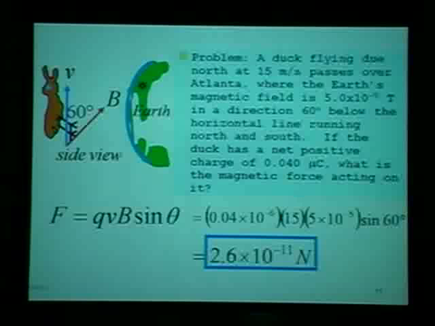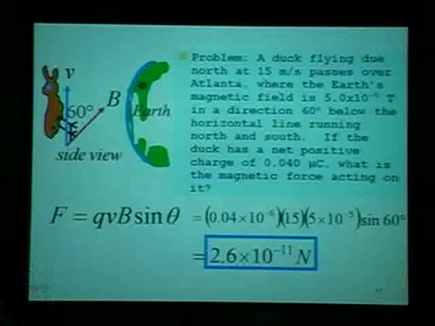What would the direction of that force be? This duck is flying from south to north, and we're looking at it from the side view. The Earth's magnetic field is generally running south to north. From the right-hand rule, pointing along v, curling toward B, the direction of this force would be into the page. And so as you were looking at it, it would be west.